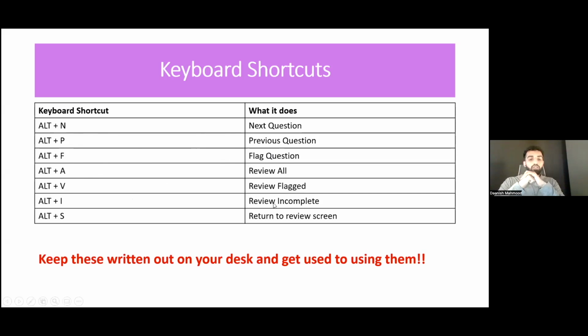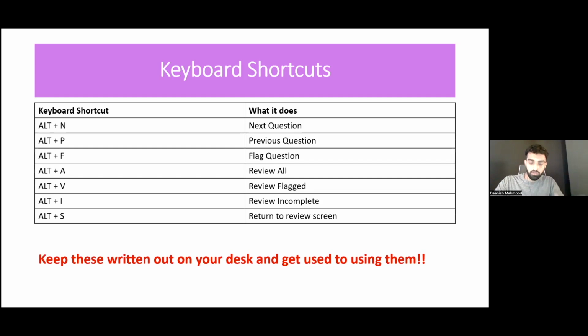Here's what you should do after your exam. On each section, as you come to the last question and you finish them, the first thing you should do is Alt-I, okay, review incomplete. That means you haven't put an answer for that question. The reason you should do that is just in case you actually missed, maybe you didn't click properly or something like that. If there's an incomplete one, check those first.